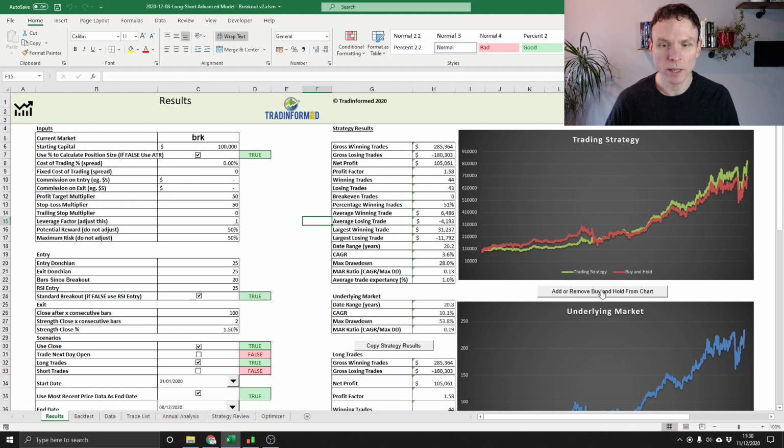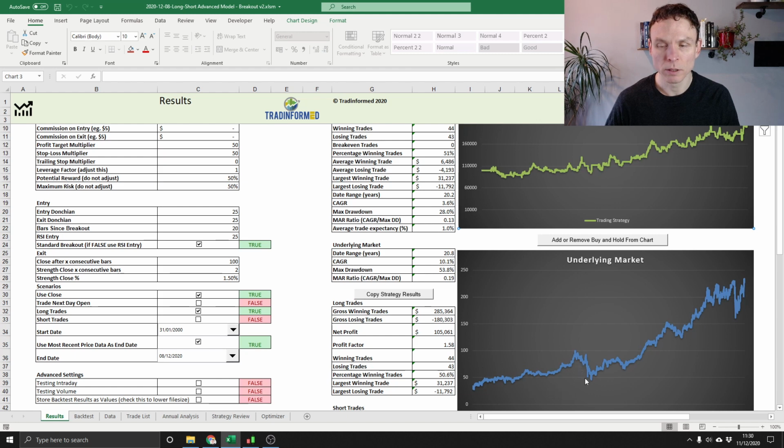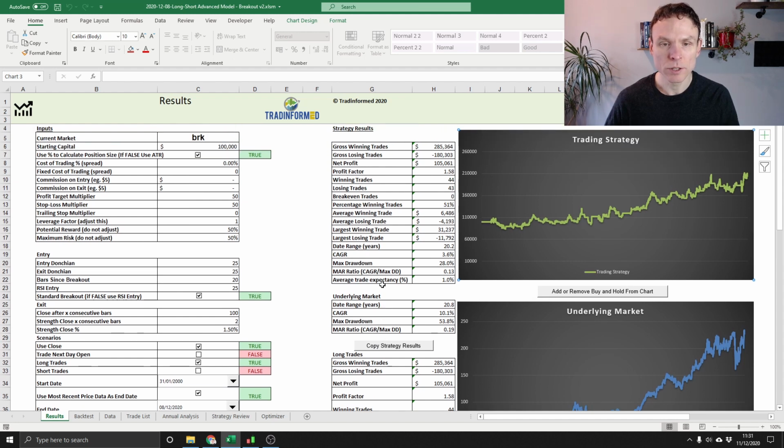Let's go back to Breakout. Let's take that off. This is what the buy and hold has done. This is why Warren Buffett has so many admirers. We've performed 10% over this time period and over a much longer time period than that, of course. So this is what the breakout strategy has done. Again, I'm keeping the values exactly the same, 25.